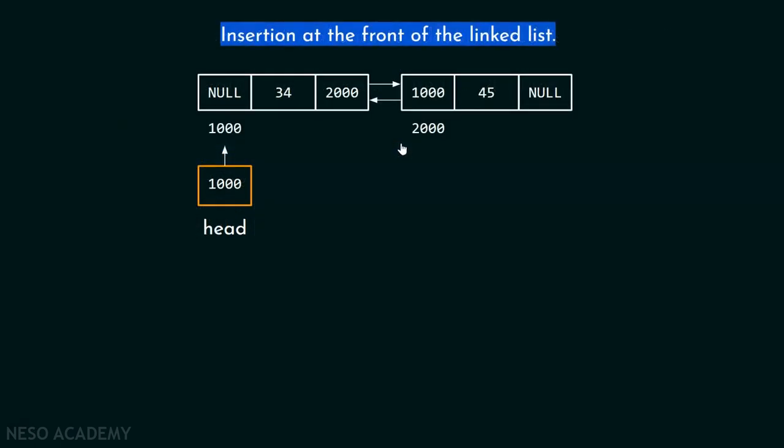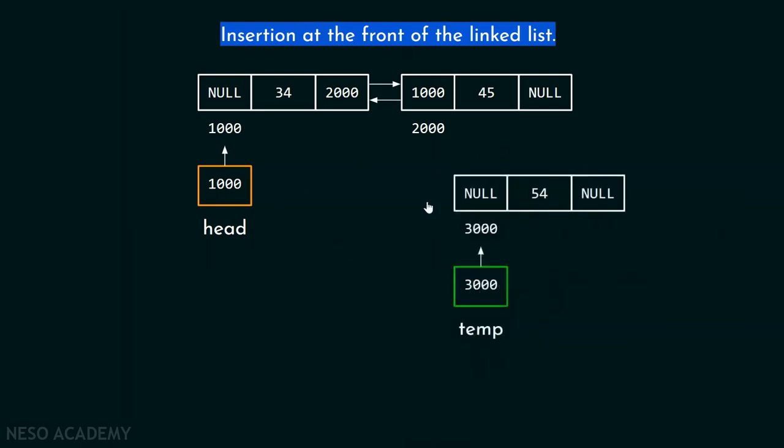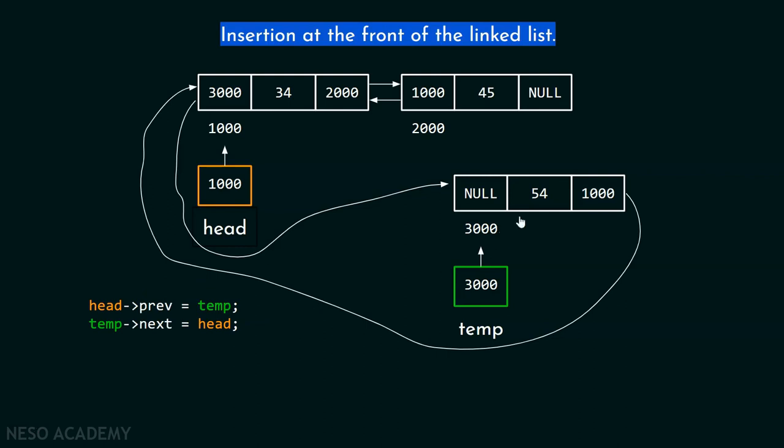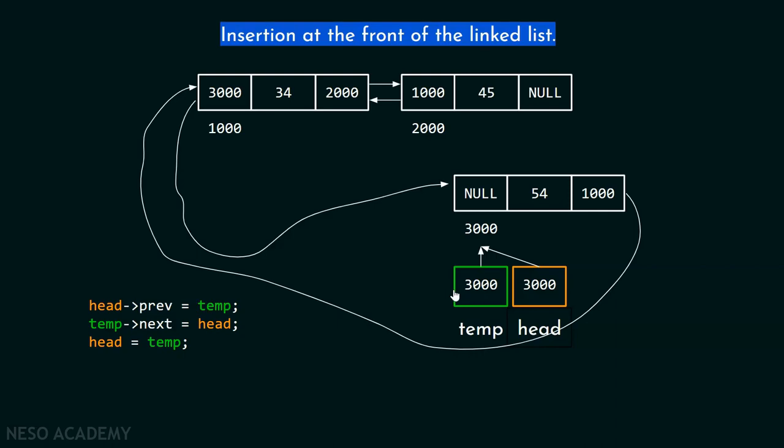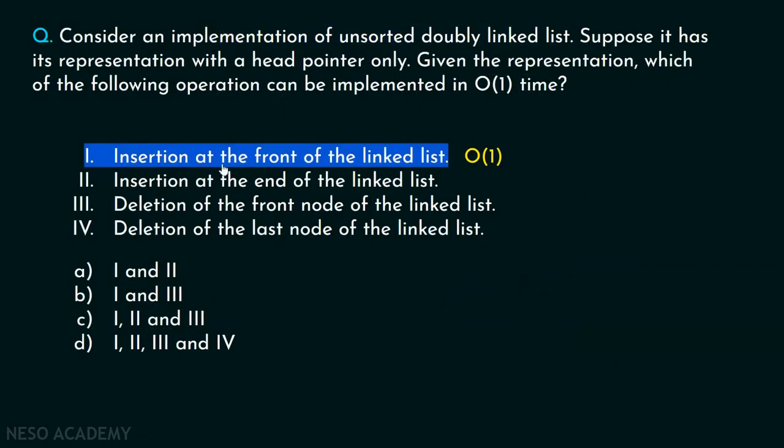We know that if we want to insert a node at the front of the linked list, then it will take constant amount of time. In this case also, it will take constant amount of time. Let me tell you, we want to add this node at the front of the linked list. For this purpose, we need this line of code, that is head prev equal to temp, because we have to update the prev part of this node so that it can point to this node. And then we have to update the next part of this particular node so that it can point to this node, right? We can do this by using this line of code. And finally, we can update our head pointer so that it can point to this node. And that's it. This operation will take constant amount of time. Isn't that so? That's why insertion at the front of the linked list takes constant amount of time.